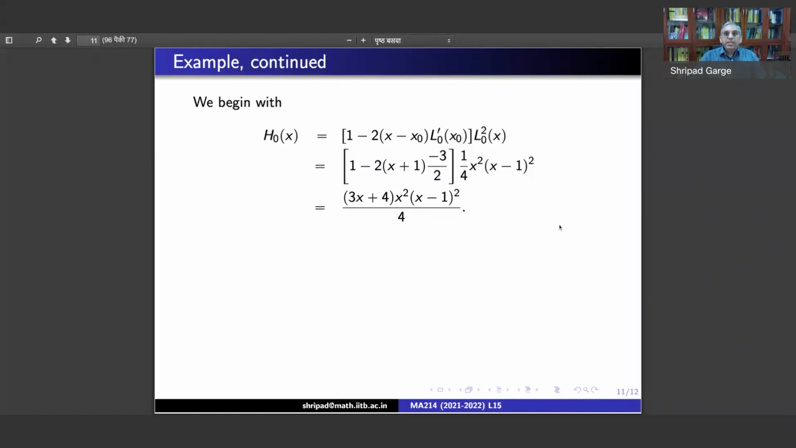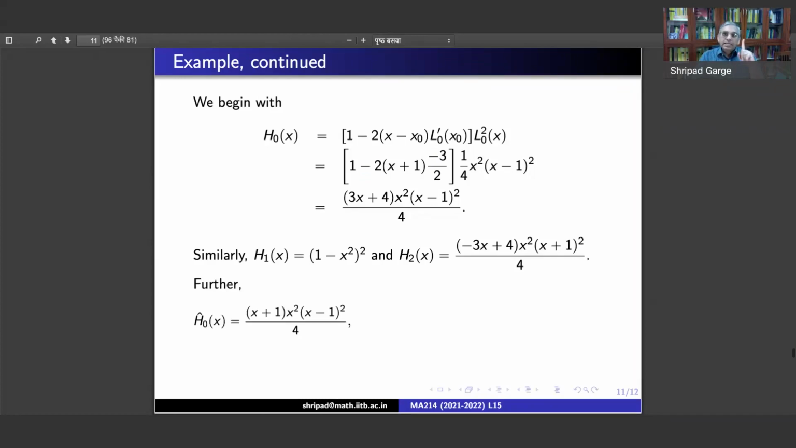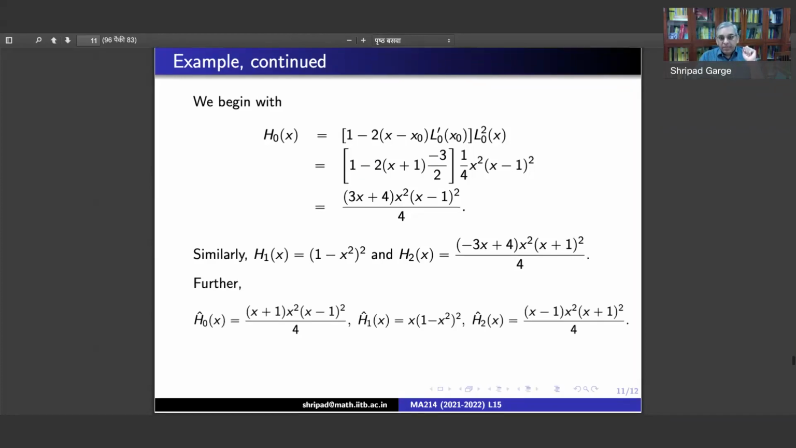Similarly, h1(x) is (1 minus x square) whole square, and h2(x) is minus (3x plus 4) into x square (x plus 1) whole square divided by 4. These are the values of h0, h1 and h2. We compute the corresponding hats. They are simpler, so they can be computed in the following way.